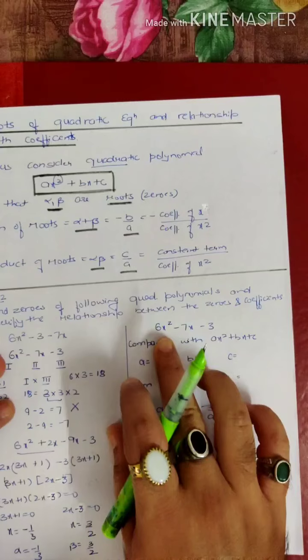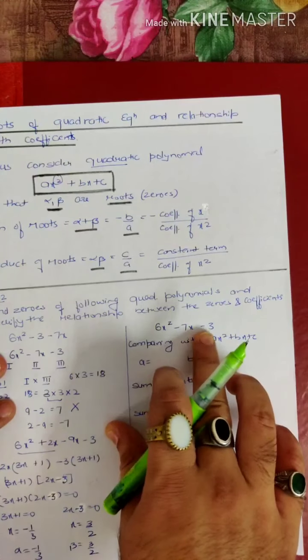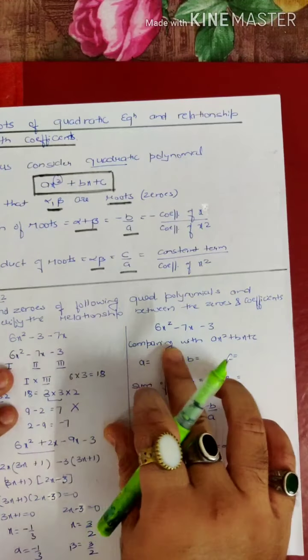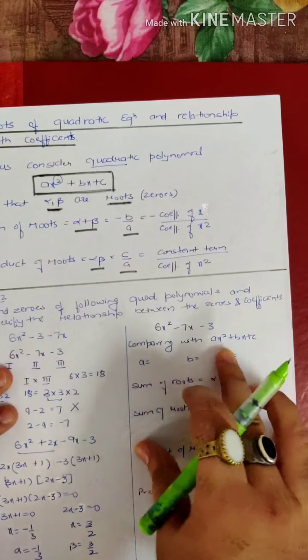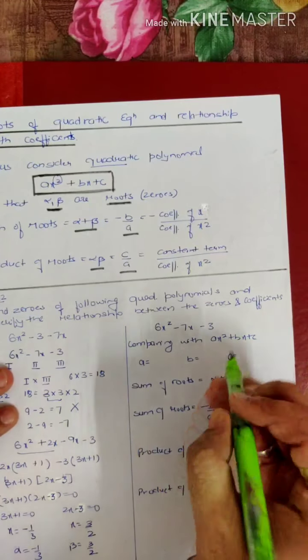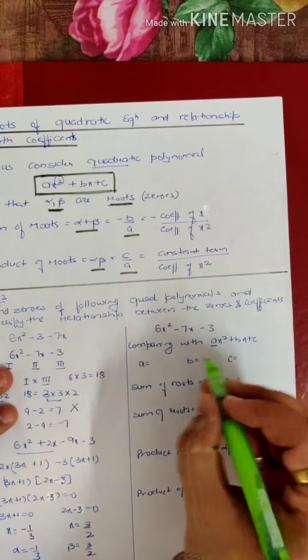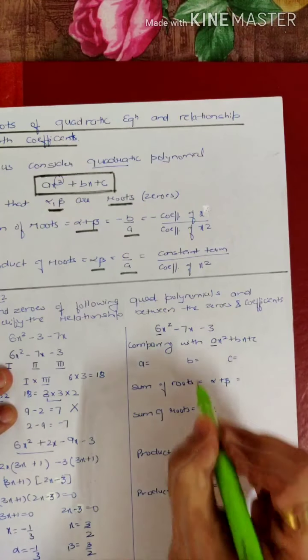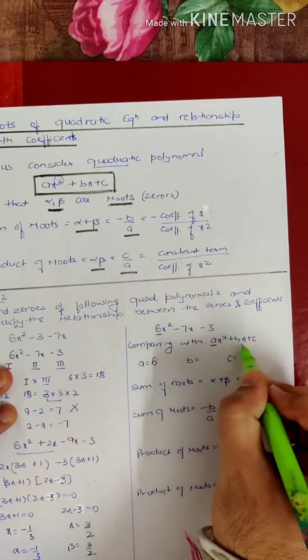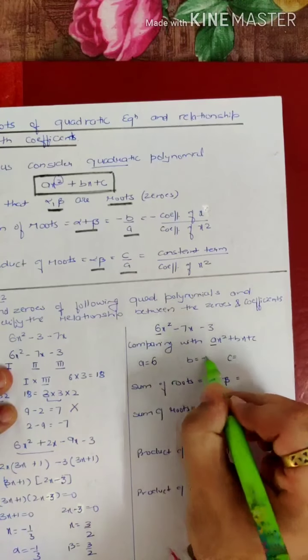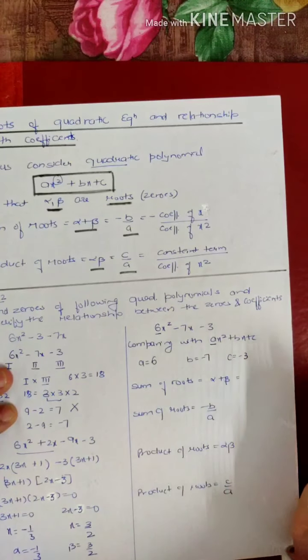Now rewriting the polynomial 6x square minus 7x minus 3, we'll compare this with the standard equation, that is ax square plus bx plus c. So on comparison, we can see that a is equal to 6, the coefficient of x, that is b, is equal to -7, and the constant term c is -3.